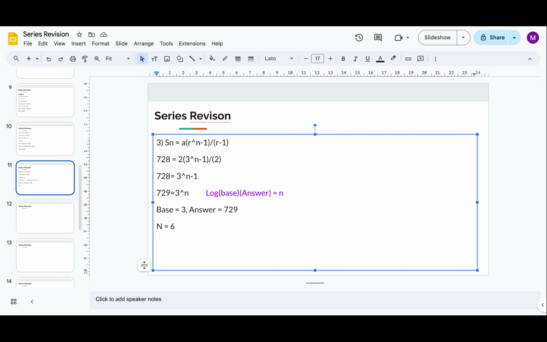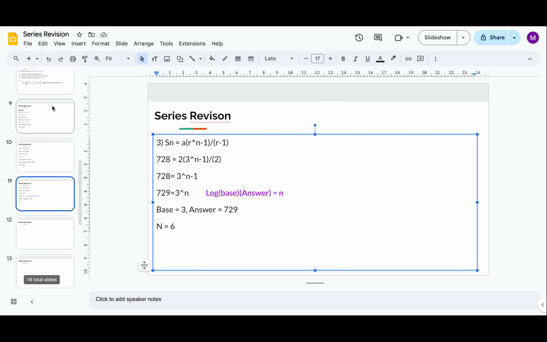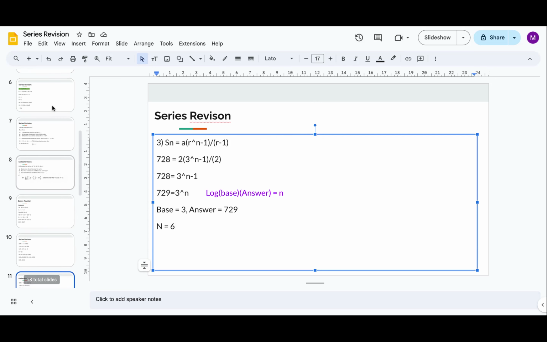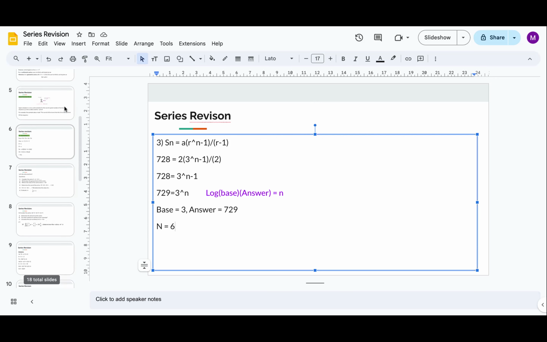If there is another way that they maybe taught you in school that you can use, maybe you can get 729 to its base factors if you want to. If there's any other way that they taught you in school, you can use that. But for me, I've always found that this is the quickest and easiest way to determine what the n value is when our variable or our n is a power. Okay, so that's how you answer question 3 over there.